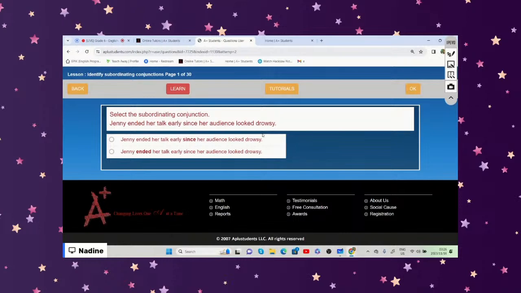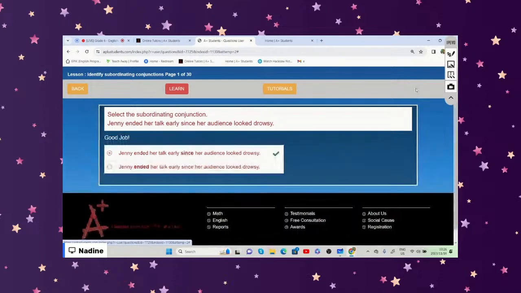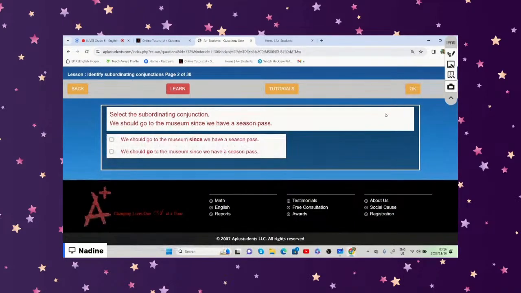All right, so if we select the subordinating conjunction, right, then we will say it is since, right? Because since also introduces the dependent clause, which is since her audience looked drowsy. So since is our subordinating conjunction. So well done. Since is correct.